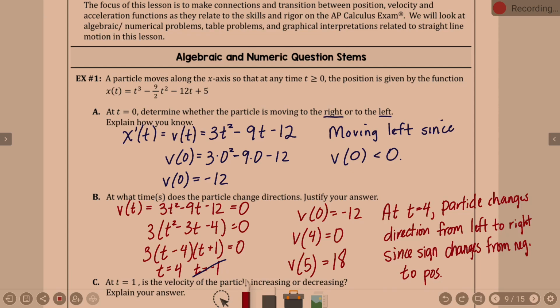C. At t equals 1. You don't need to throw things at Eli. Thanks. At t equals 1, the velocity of the particle is, no, not a statement, it's a question. At t equals 1, is the velocity of the particle increasing or decreasing? And explain your answer.